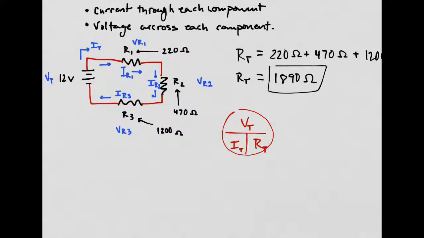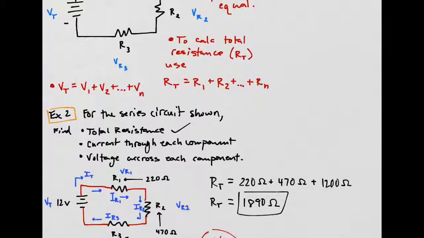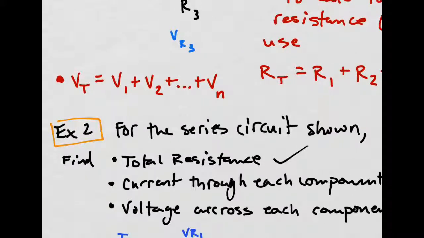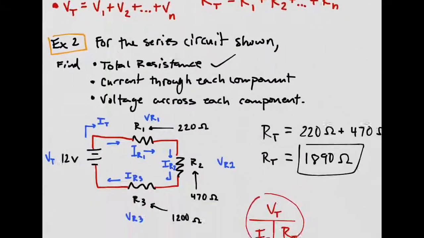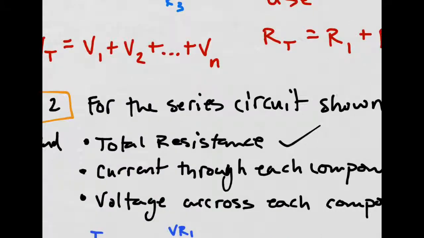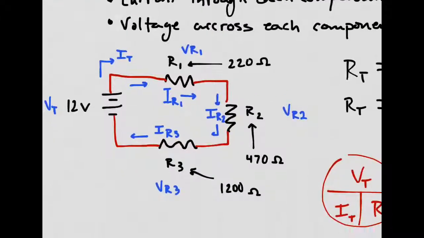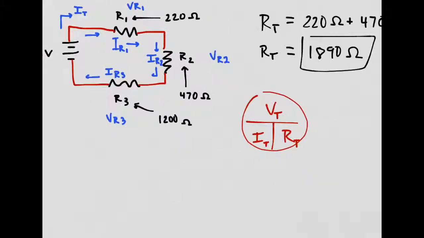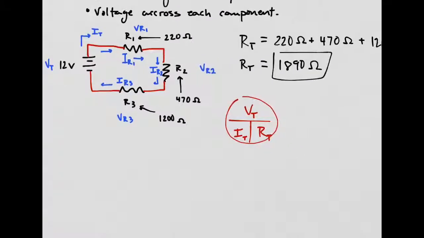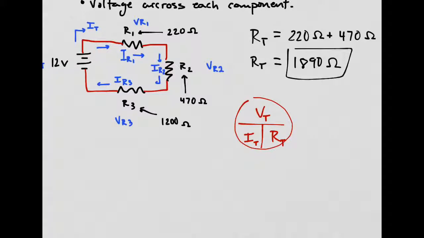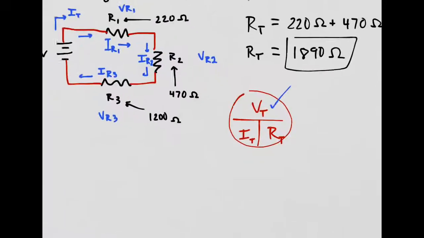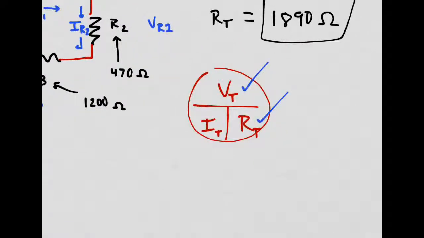The voltage, the total voltage. What's the total voltage? It's just the voltage of all the voltage drops added together. That's what it says up there. But we're given the total voltage. Look at that. Very good. So we have the total voltage. I'm going to put a little check mark there. The total current we don't have, but we just got the total resistance. So I think I'm going to solve for I T.